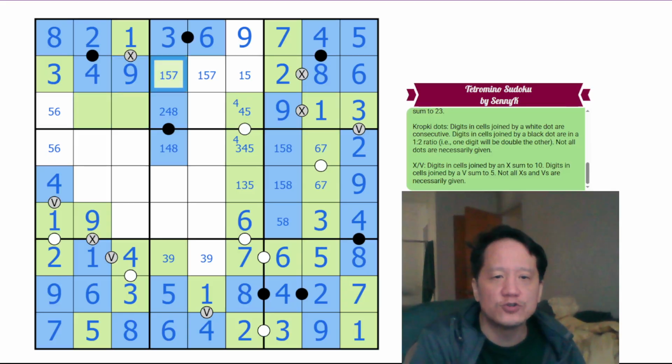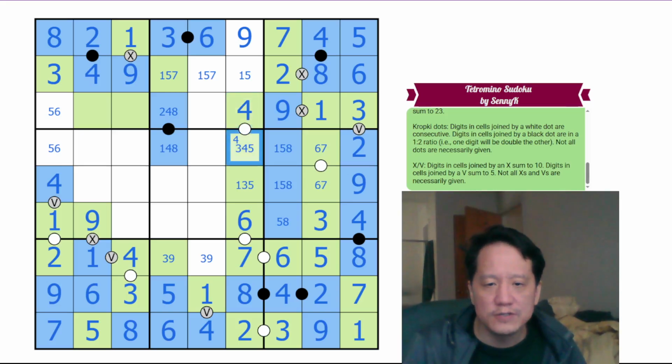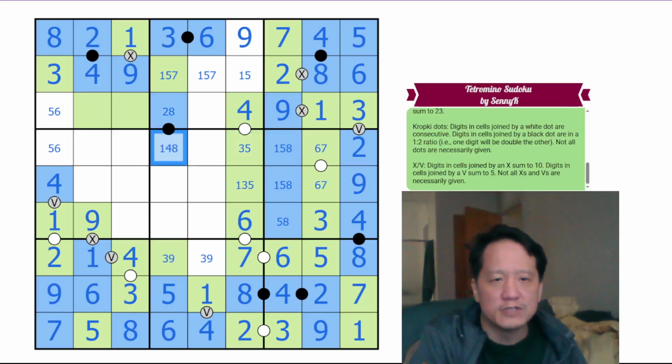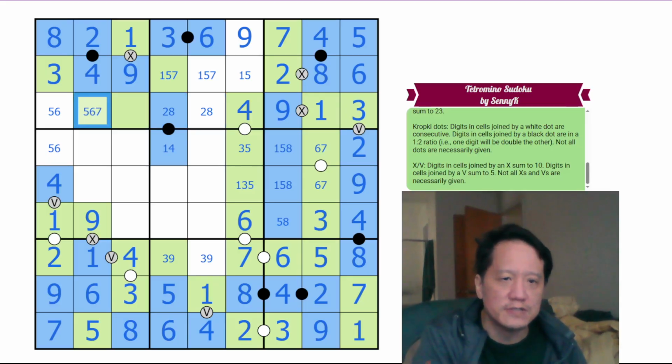This 1, 5, 7 triplet eliminates 1, 5, 7 in the rest of the box. So this can't be 5. This is 4, which eliminates 4 here. That means this can't be 4 here, which means this can't be 8 there. This is a 2-8 pair. Remaining digits in row 3 are 5, 6, and 7 then.